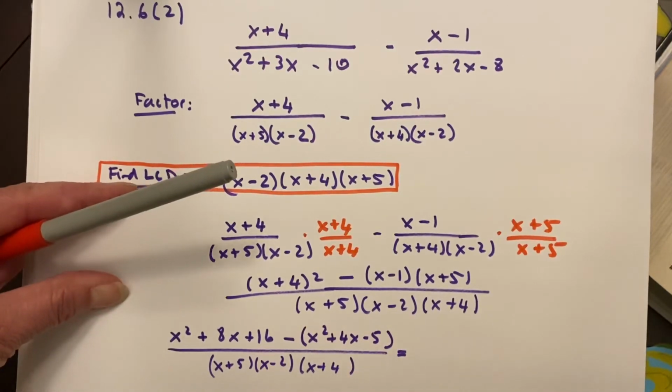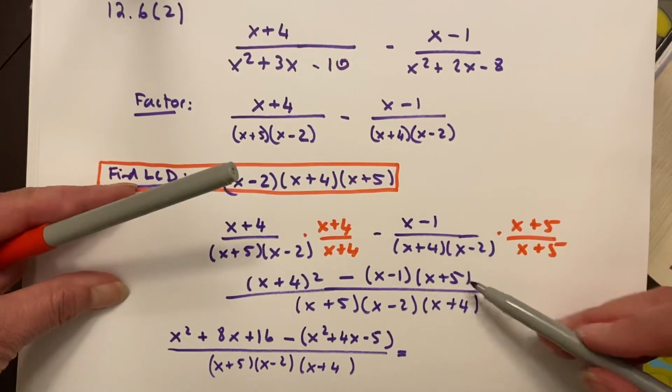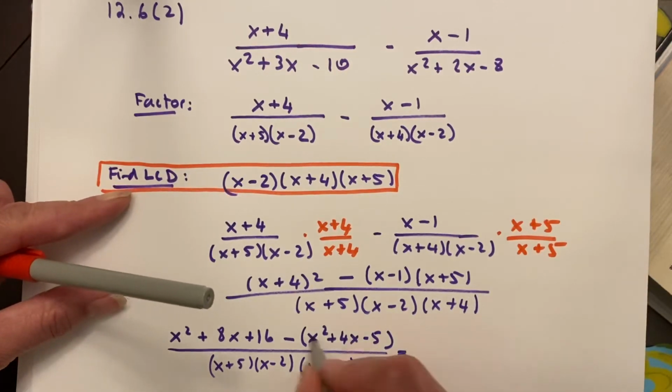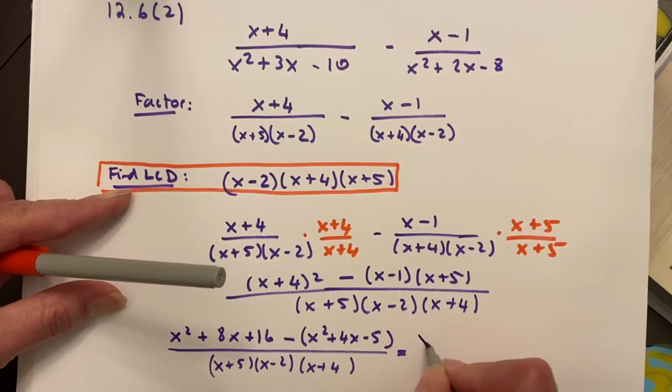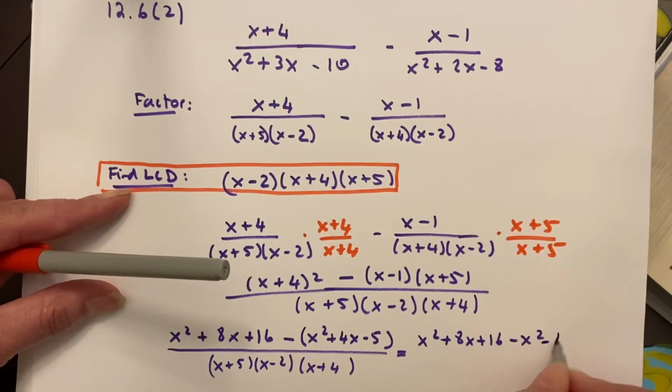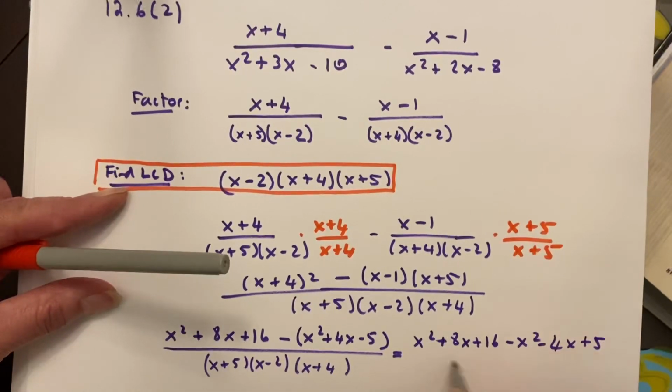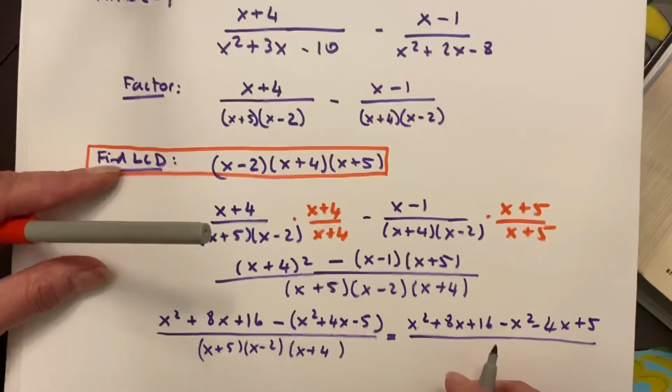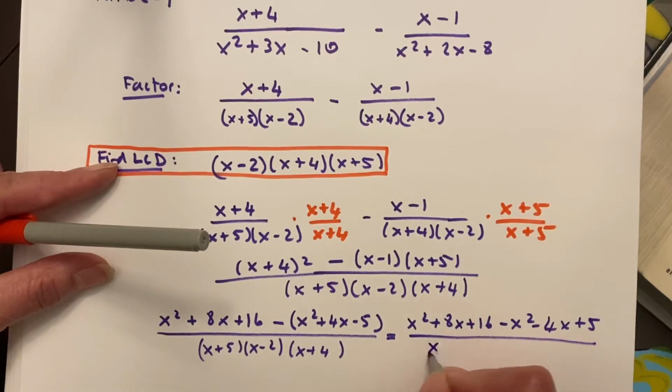I can now subtract and distribute that negative. So x squared plus 8x plus 16 minus x squared minus 4x plus 5. Again, still over x plus 5.